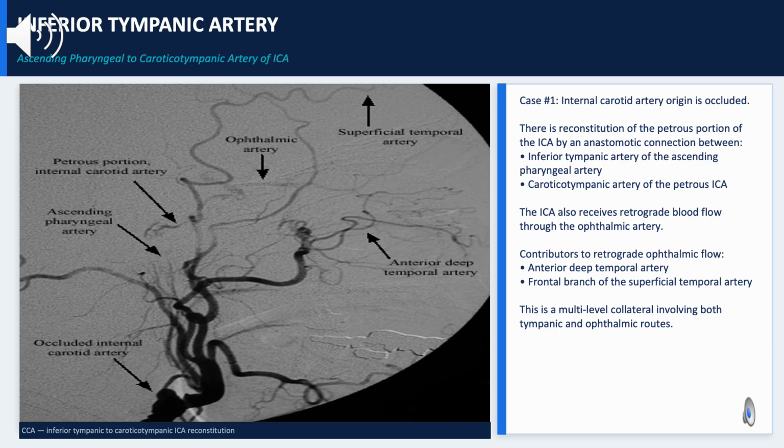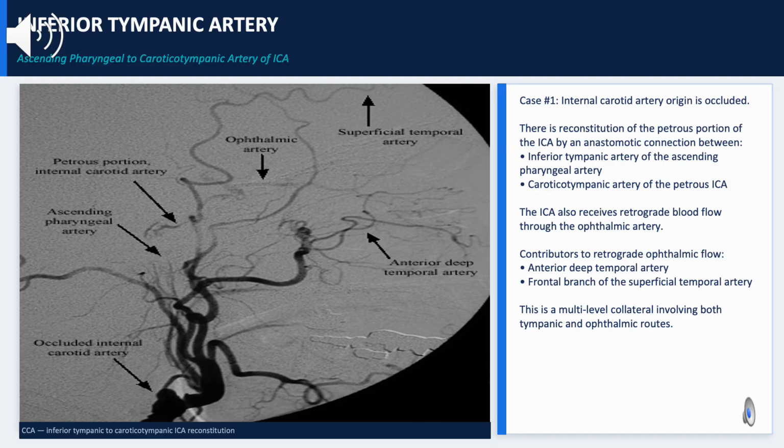The ascending pharyngeal artery sends its inferior tympanic branch into the tympanic cavity, where it anastomoses with the caroticotympanic artery, a small branch arising from the petrous ICA within the carotid canal. In this case, ICA occlusion at origin is reconstituted at the petrous portion via this tympanic bone connection. Additionally, the ophthalmic artery is filled retrograde from the ADTA and stay frontal branch.